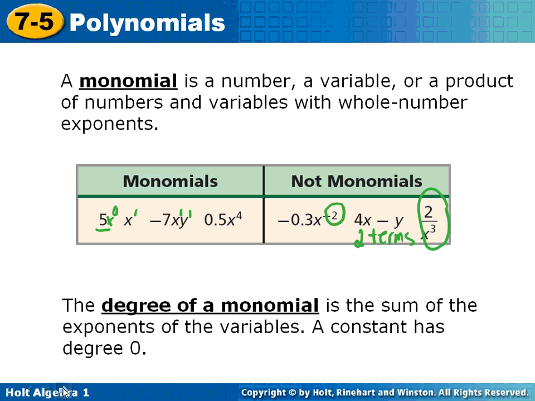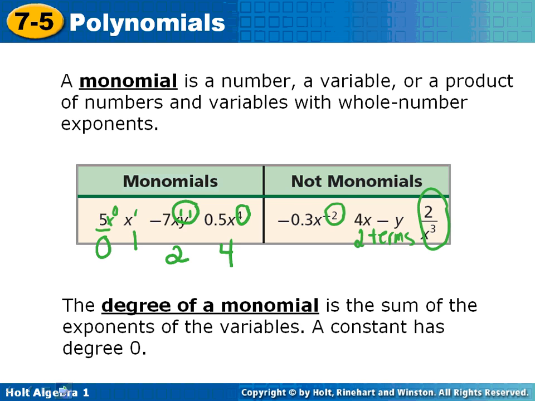Okay, the degree of the monomial is the sum of the exponents of the variables. Okay, let's look at the 5. This would have a degree of 0 because it doesn't have a variable. That is a constant, so it has a degree of 0. X to the first, the degree is going to be 1. You have to add the x and the y together. That degree would be 2. And the degree of the x to the fourth is 4.